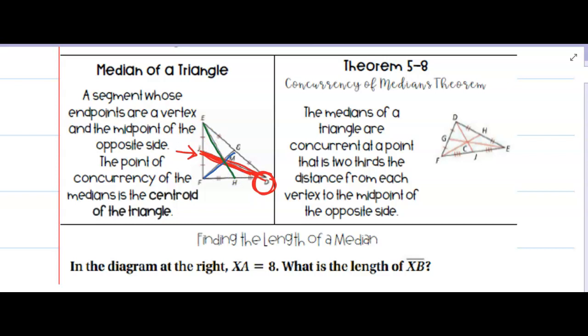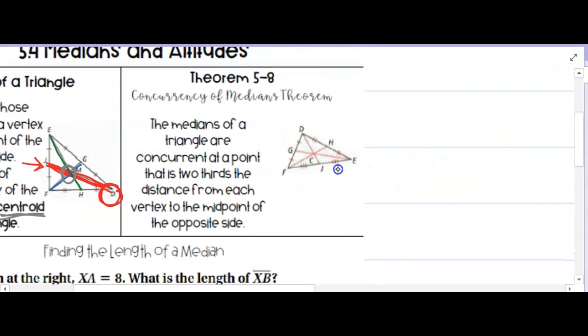Now, these medians are always going to be concurrent, which remember from last week, concurrent means they're going to cross at one point. And this point of concurrency, so this point M right here, is going to be called the centroid of the triangle. So we're going to review all of these different points of concurrency at the end, but the points of concurrency for the median are called the centroid.